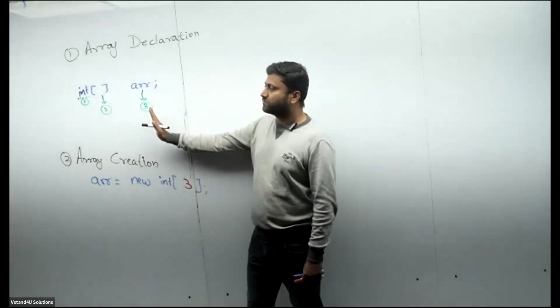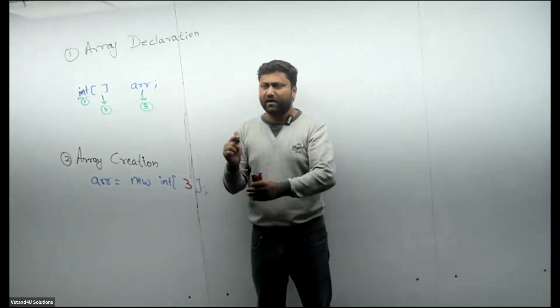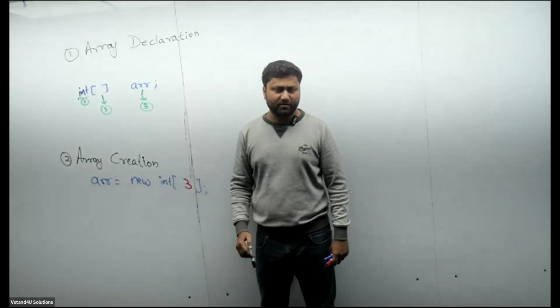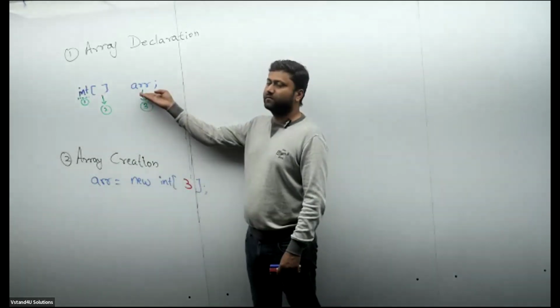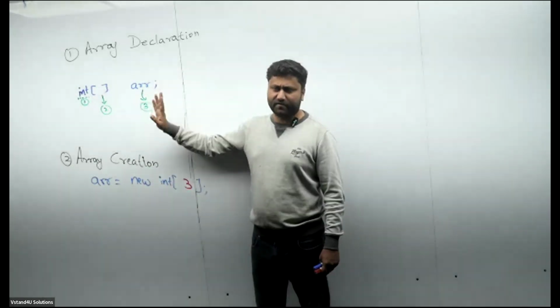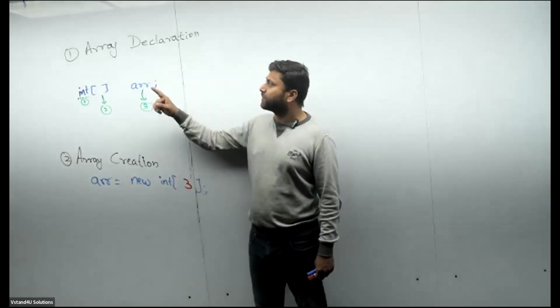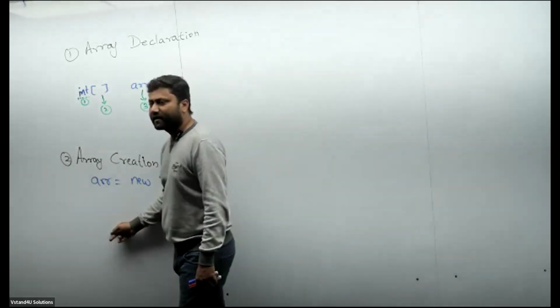As of now, identifier: if there is an object and I want to communicate with the object, I must have some variable which holds the address, a reference variable. Any identifier you take. Three information as part of array declaration. Now let's talk about the creation part.